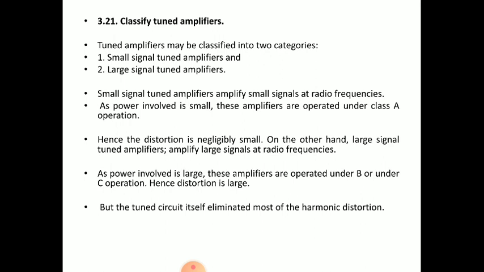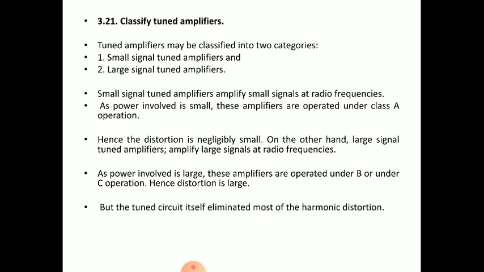And the distortion is negligibly small. Why? Because in class A operation, the conduction angle theta is 360 degrees. That is, there is no loss of input signal and no distortion in the output; the shape of the input is preserved as it is in the output. That's why the distortion is negligibly small.